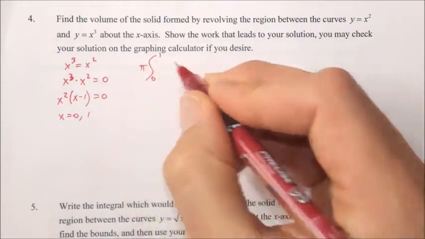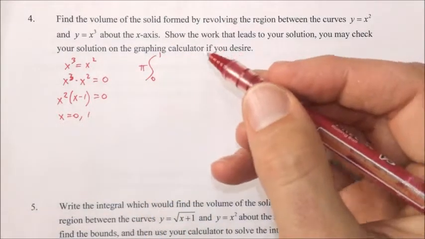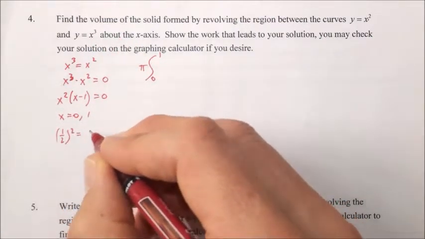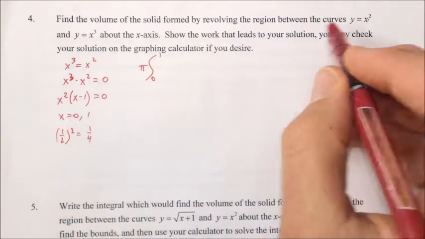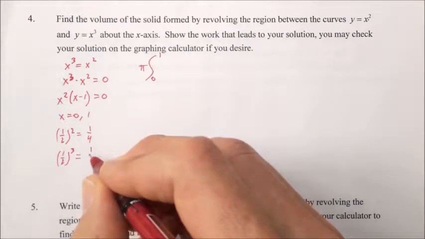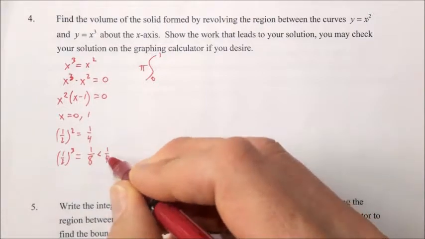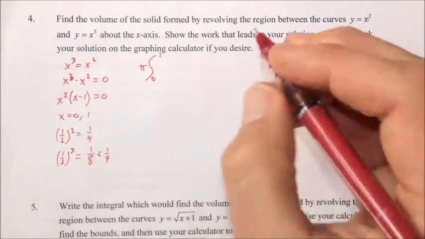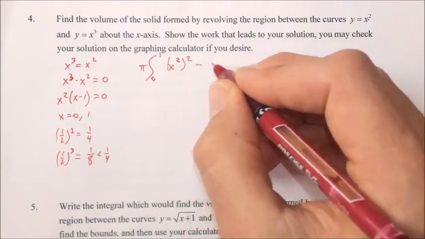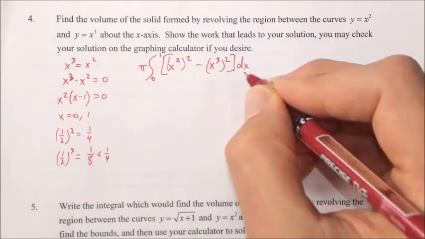We're going to have pi out front, but we now need to know which function goes first. So we've got to pick a number between 0 and 1. Let's go with a half, and we're going to plug it into both functions. So we look at 1/2 squared, that's 1/2 times 1/2, or 1/4. And we look at 1/2 cubed, that's 1 cubed over 2 cubed, or 1/8, which is less than a quarter. So therefore a quarter, which corresponds with x squared, that function will go first. So we got x squared being squared, and x cubed being squared, and the whole thing gets a dx.